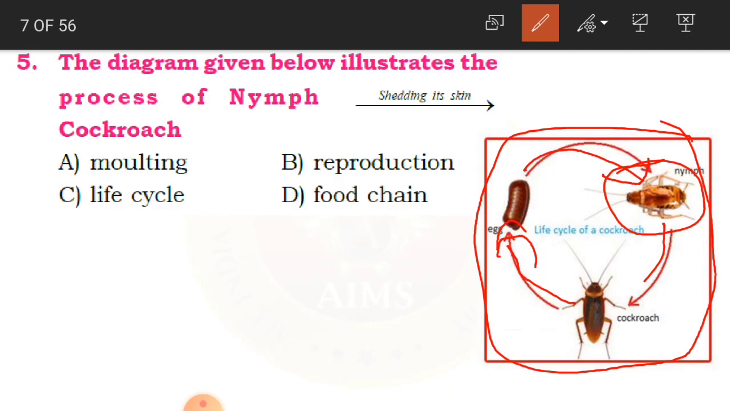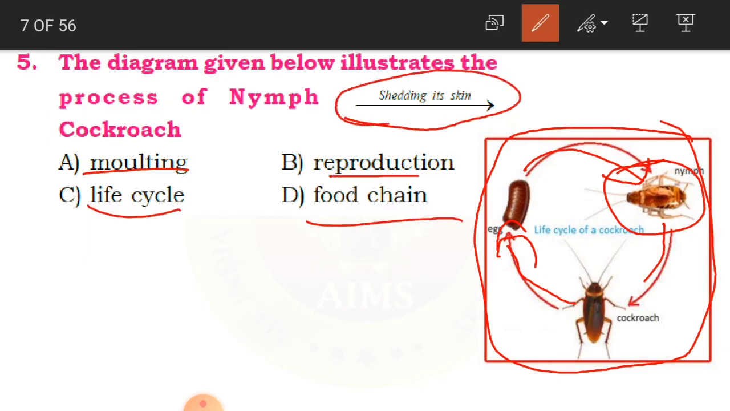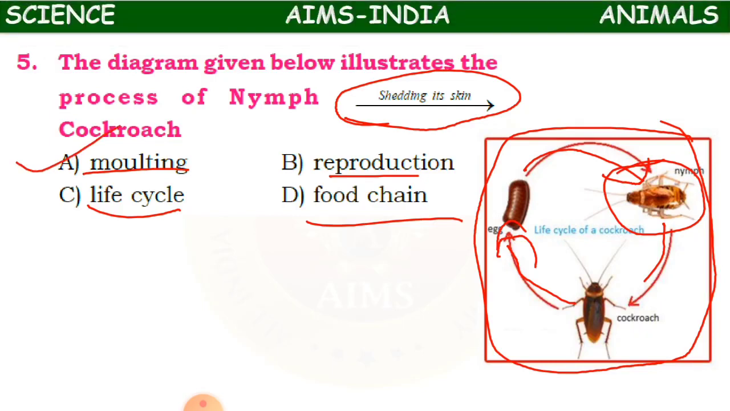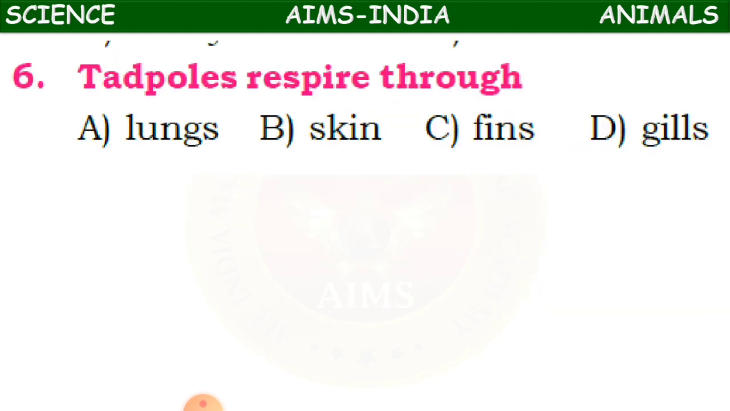So what is this process called? Whether it is called molting, reproduction, life cycle, or food chain. We have to identify this one, that is shedding its skin. What is it called? It is called molting. Okay children, molting. Clear? The process of shedding its skin by any insect for becoming an adult insect is called molting. Clear?